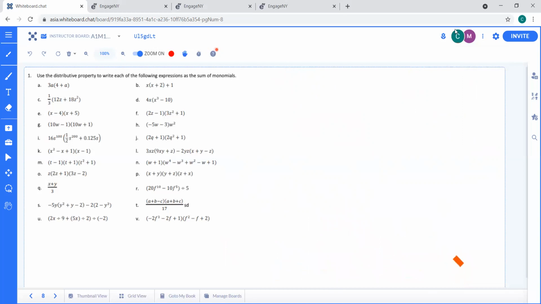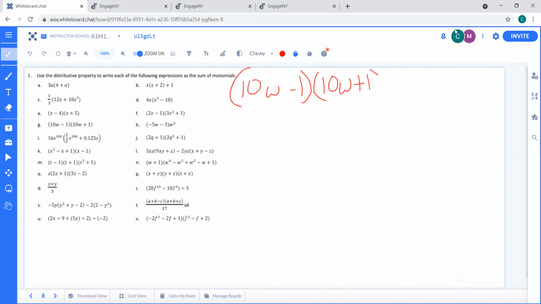All right. Now then, we have these, and these are my favorite. You need to recognize these right off the bat because we're working on these in Algebra 2 right now. These are called conjugates because it's the same terms, 10W and 1, the only difference is you have a plus and a minus. The cool thing about the plus and minus is that they're going to cancel out those middle terms, okay?